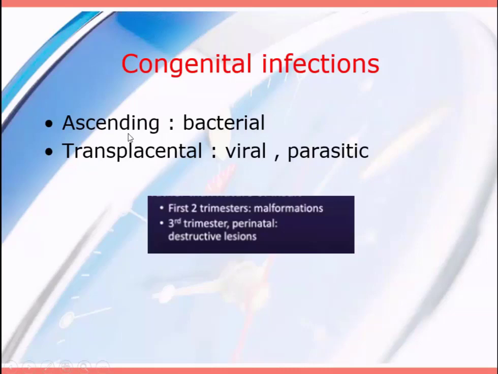We see that the congenital infection reaches the fetus, if it is bacterial, by ascending, and the most known is the transplacental route, for the viral and the parasitic. Then we have the TORCH infections, and you note that in the first 2 trimesters, if this infection reaches the fetus, it will lead to malformation. But if it reaches it after the complete formation of the brain in the 3rd trimester, destructive lesions and encephalomalacia will appear in the brain.